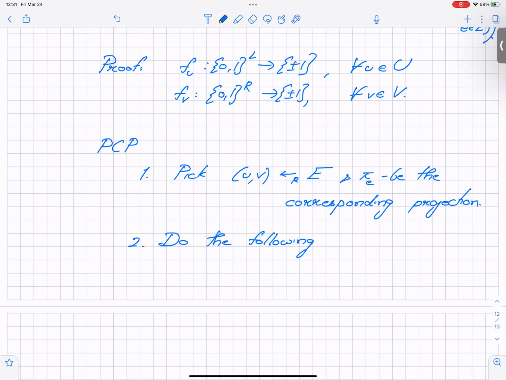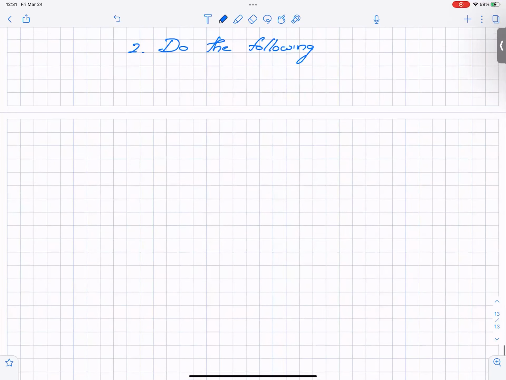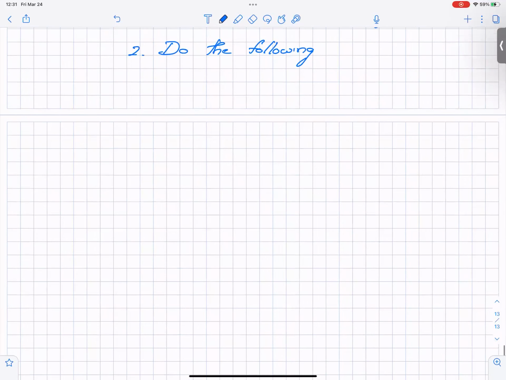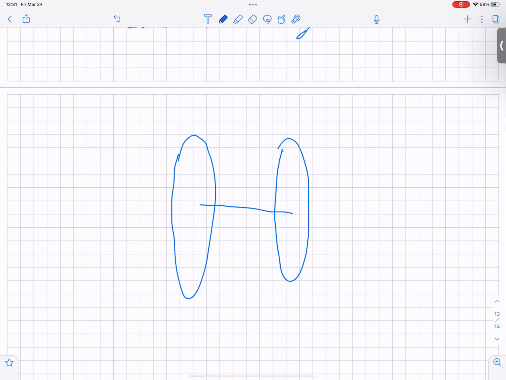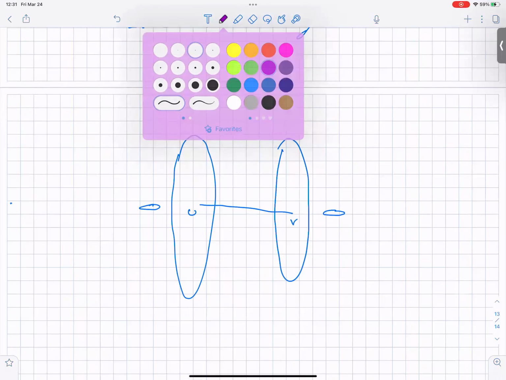Actually, before we do this, let's look at the picture which we have. That's the label cover instance we have. Let's focus on a particular U and V. There was a previous alphabet, which has now got blown up.